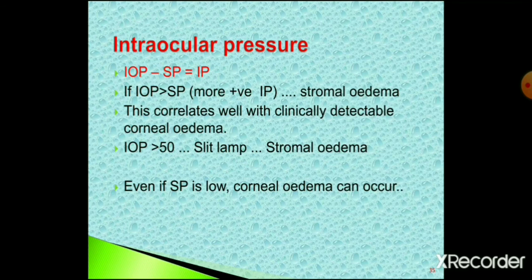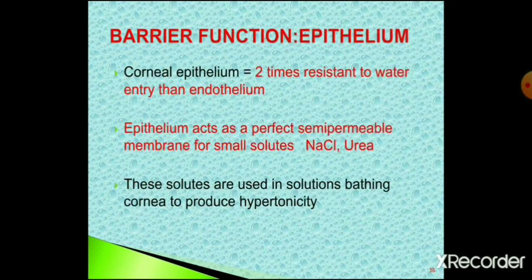So in those cases you can detect the corneal edema. If IOP is more than 50, by slit lamp, stromal edema can be seen. Even if the stromal pressure is low, sometimes corneal edema can occur.